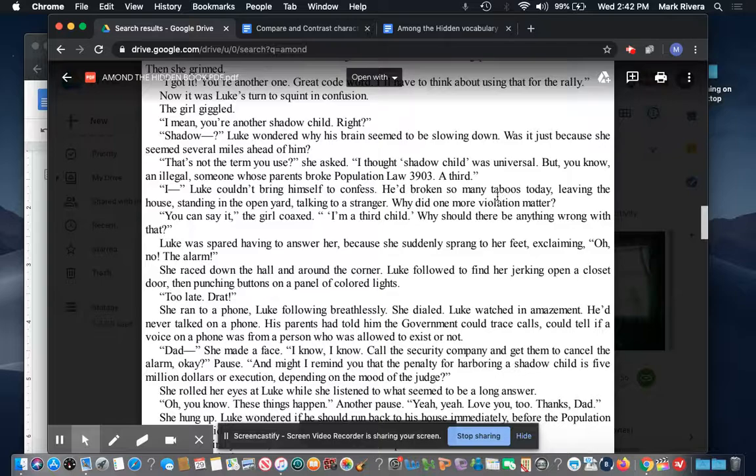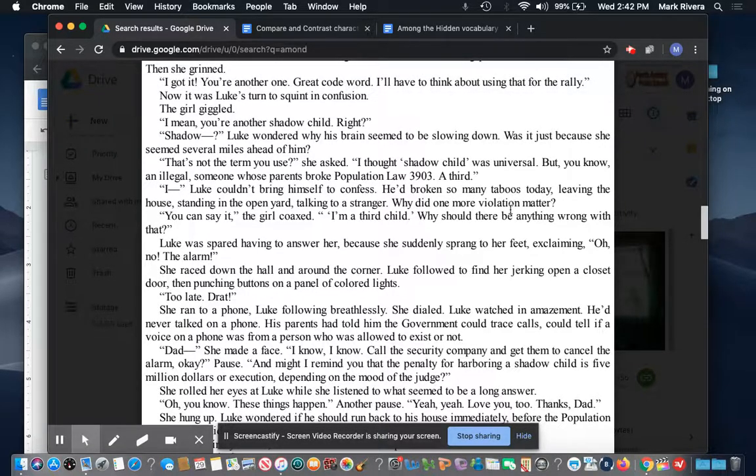Taboo is something that you're not supposed to do. That's what taboo means. "You can say it," the girl coaxed. "I'm a third child. Why should there be anything wrong with that?"